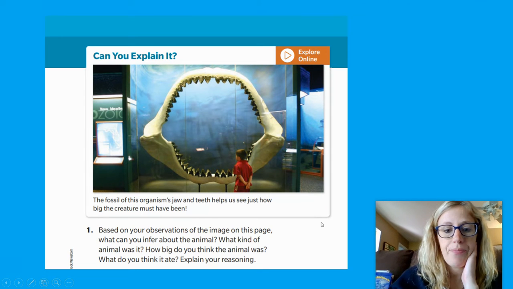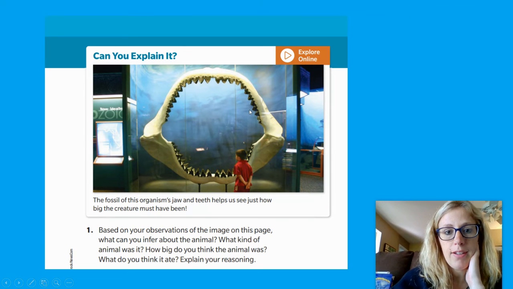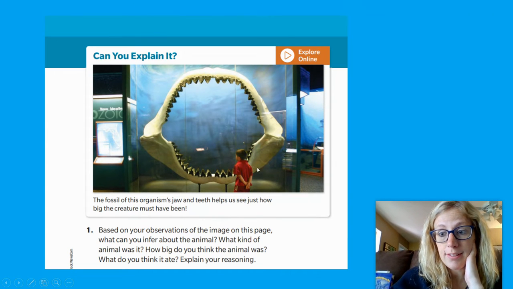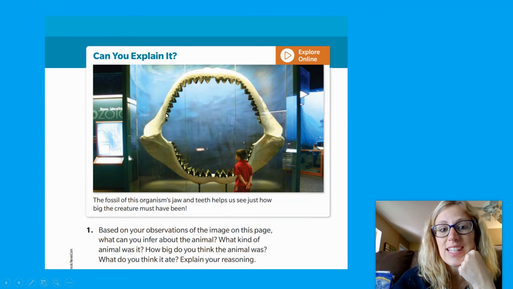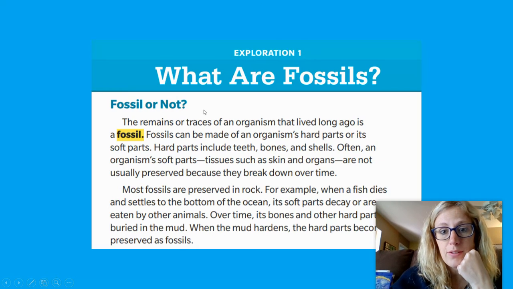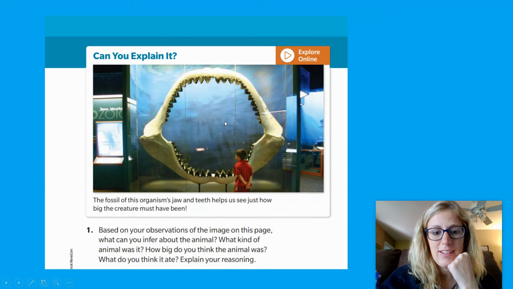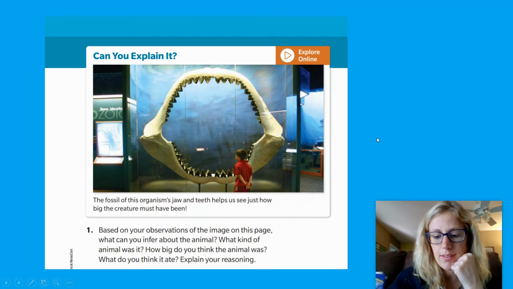And explain. So if we look right here, this is a kid, so we can see the size of it compared to a child. So I'm going to say it's a really, really big animal. I'm going to look at the teeth and look how pointed they are. I think that makes it a carnivore. And so he must have eaten other animals. All right. So what else can you come up with?